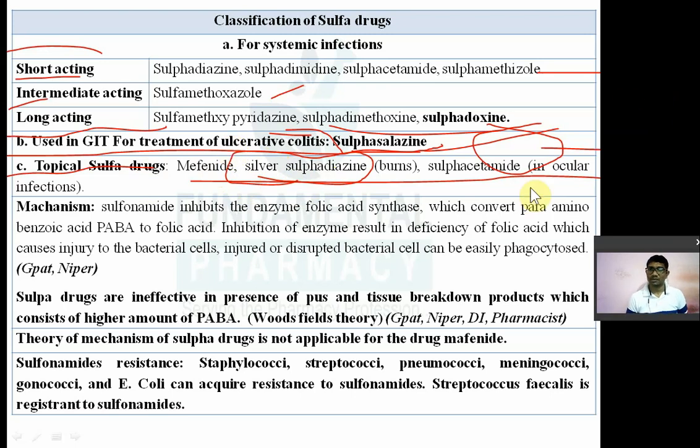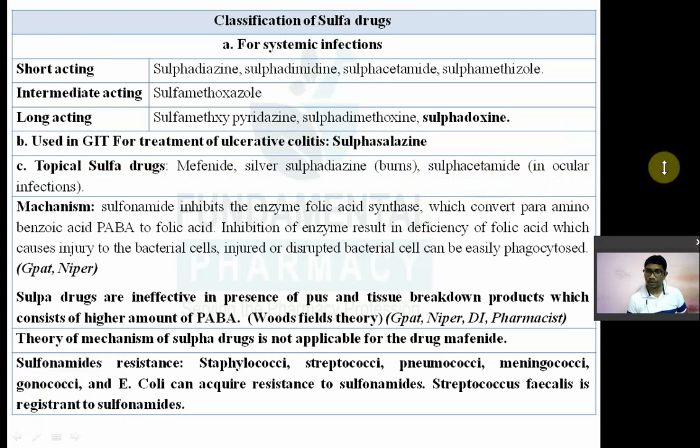Sulfacetamide is used for ocular infection. याद रखो इसको, क्वेश्चन आते हैं इसको. Out of that, sulfacetamide is the shortest acting. सल्फासेटामाइड क्या है, शॉर्टेस्ट एक्टिंग होता है. सिल्वर सल्फाडाइजिन है बर्न्स के लिए.